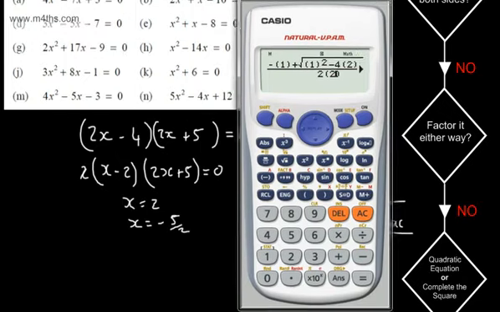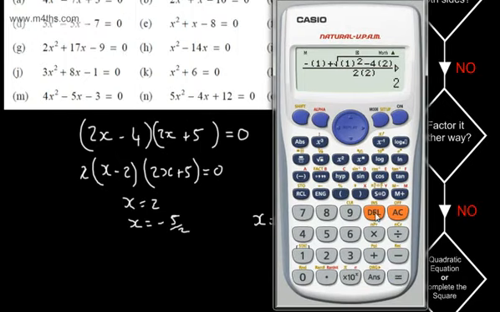and we should get the same solutions as we did for factoring it. So there's 2, good. Switch this over to the negative. Press delete, we minus that, and then there's minus 5 over 2.